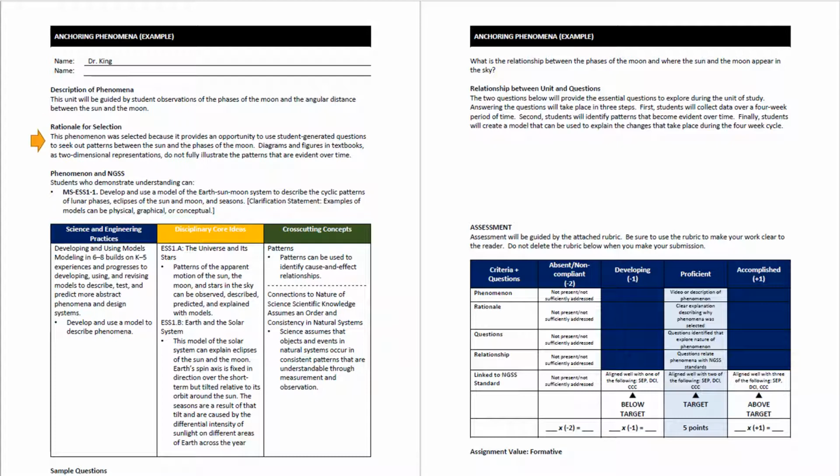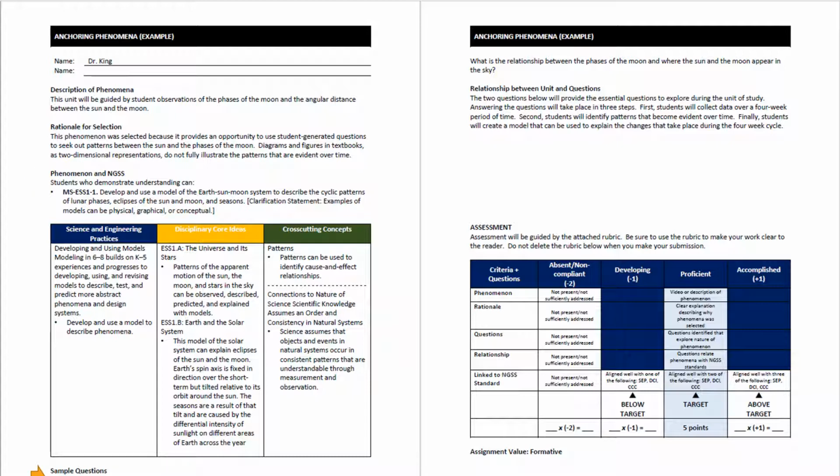Next is the rationale, which is basically a statement of why this phenomenon was used to develop instruction. The next point is to connect the phenomenon with the next generation science standards. There's no student or professor generated content here. I simply recorded what the standard is that can be connected with the phenomenon. So I've identified the standard, and then the science and engineering practices, the disciplinary core ideas, and the cross-cutting concepts.